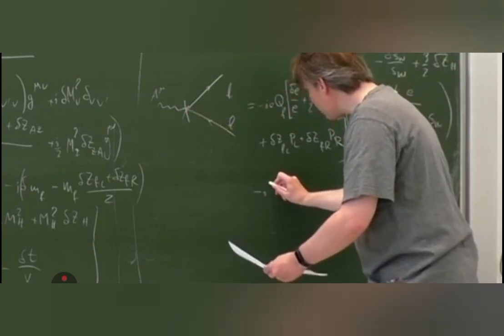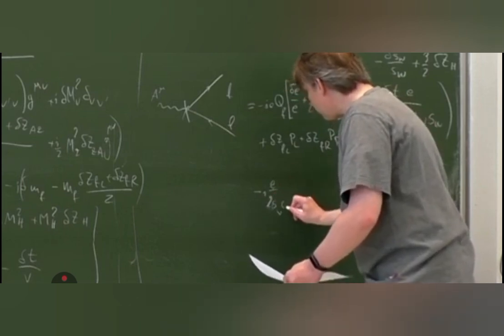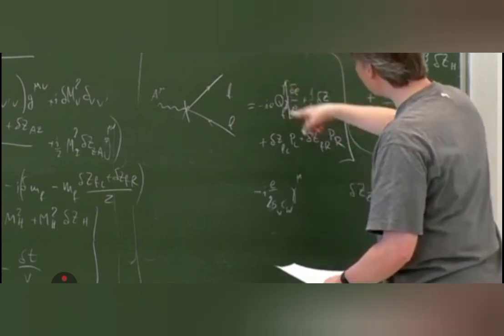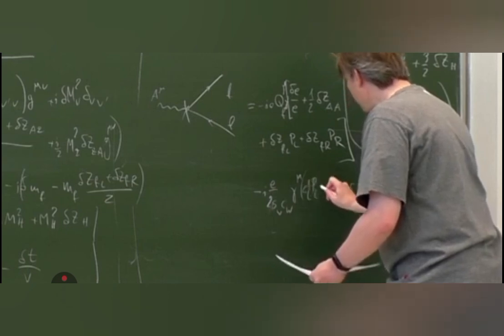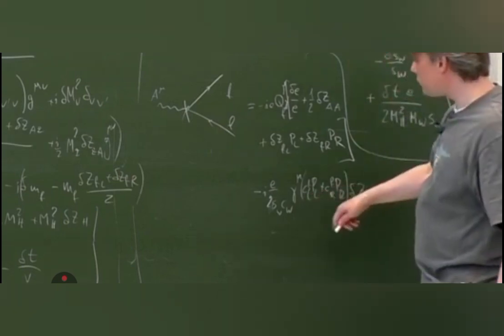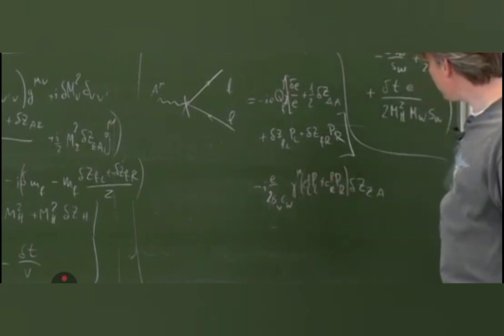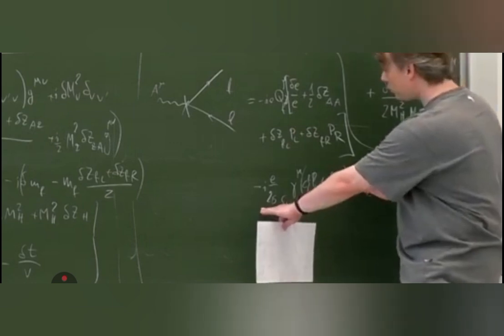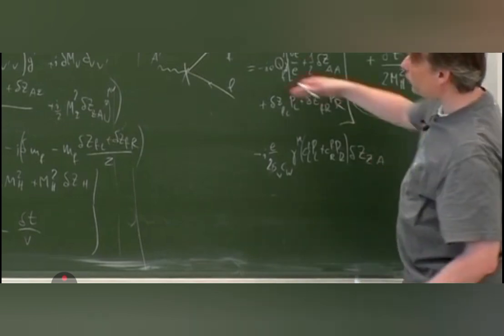This is minus i e divided by 2 s_W c_W gamma^mu. Oh, I forgot gamma^mu. Sorry about this. Gamma^mu, please. Times this C_FL P_L plus C_FR P_R, where we have introduced the C_L, C_R constants. These are just quantum numbers like hypercharge and isospin and so on, which govern the Z boson interactions. But this is literally the tree-level Z boson interaction with fermions, and that is multiplied with delta Z_ZA, and in this way it contributes to the photon counter term.